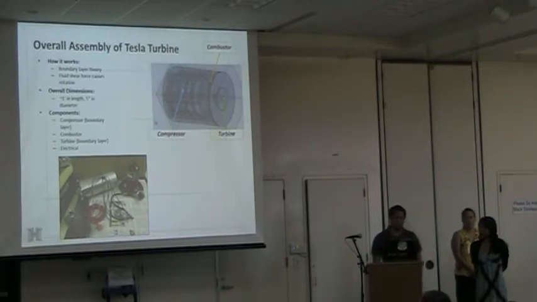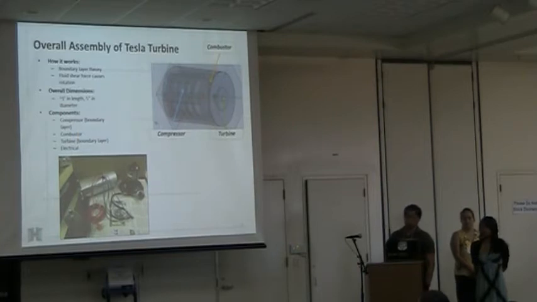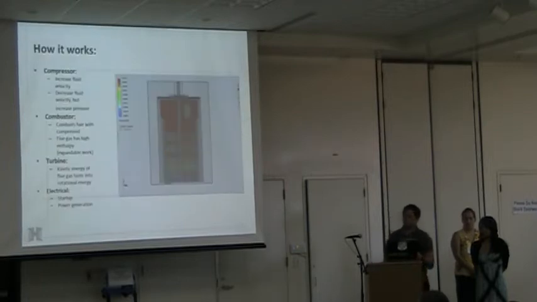The components we have are the compressor, which operates off of this boundary layer theory, the combustor section, the turbine section, and the electrical system. Now, how does this thing work? Well, everything is sandwiched in there, sort of like a Subway sandwich. We have all the components in a cylindrical tube.